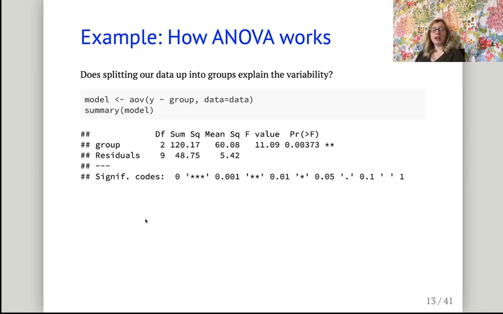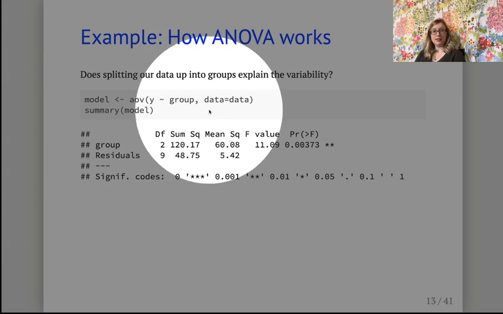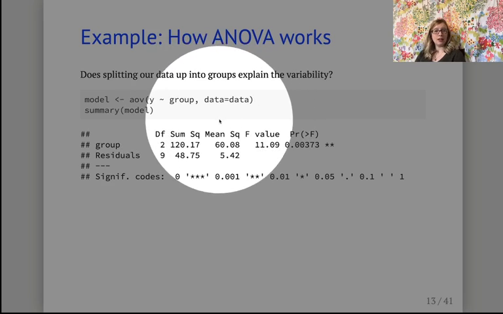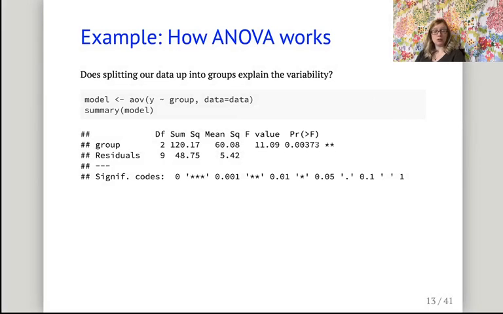To fit or calculate the ANOVA model in R, we'll use a function called aov, that stands for analysis of variance. We'll see how our response variable Y changes depending on group. The data set is just simply called data here. We then get what's called the ANOVA table. We'll go through each of the pieces of this. What we want to look for here is the p-value.